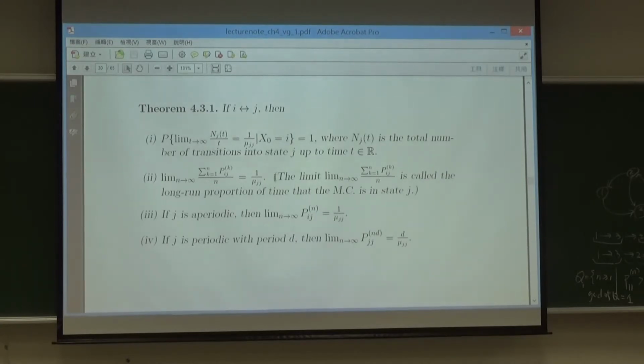Recurrence is also a class property. If I is a recurrent state, then J must be a recurrent state. And we can differentiate the recurrent class into null recurrent and positive recurrent. If I is positive recurrent, then J must be positive recurrent. On the other hand, if I is null recurrent, then J must also be null recurrent. Now, for the period, if I has period, for example, 3, then J must have period 3. So periodicity is also a class property. And if I has period 1, meaning it's aperiodic, then J is also aperiodic. All the class properties have to be proved, and actually we proved all the class properties before.